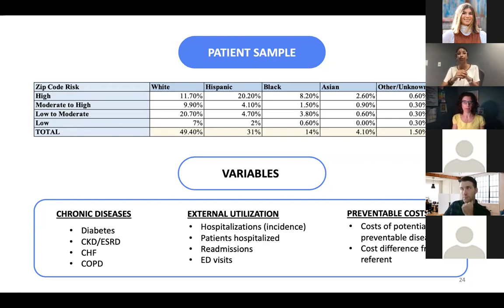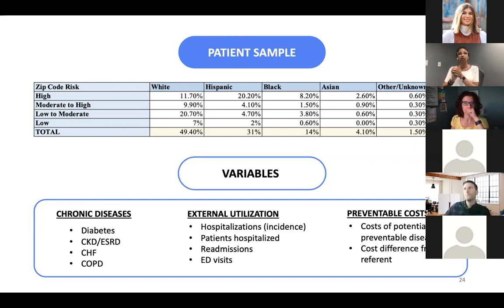So for our variables, we used chronic diseases first. And these are 4 of the most prominent chronic diseases in long-term care. So we have diabetes, especially type 2 diabetes. We have CKD, which is chronic kidney disease, and ESRD. And we put those 2 together because CKD progresses to ESRD in long-term care patients. And ESRD is end-stage renal disease. We have congestive heart failure, which is actually one of the top causes of readmissions.